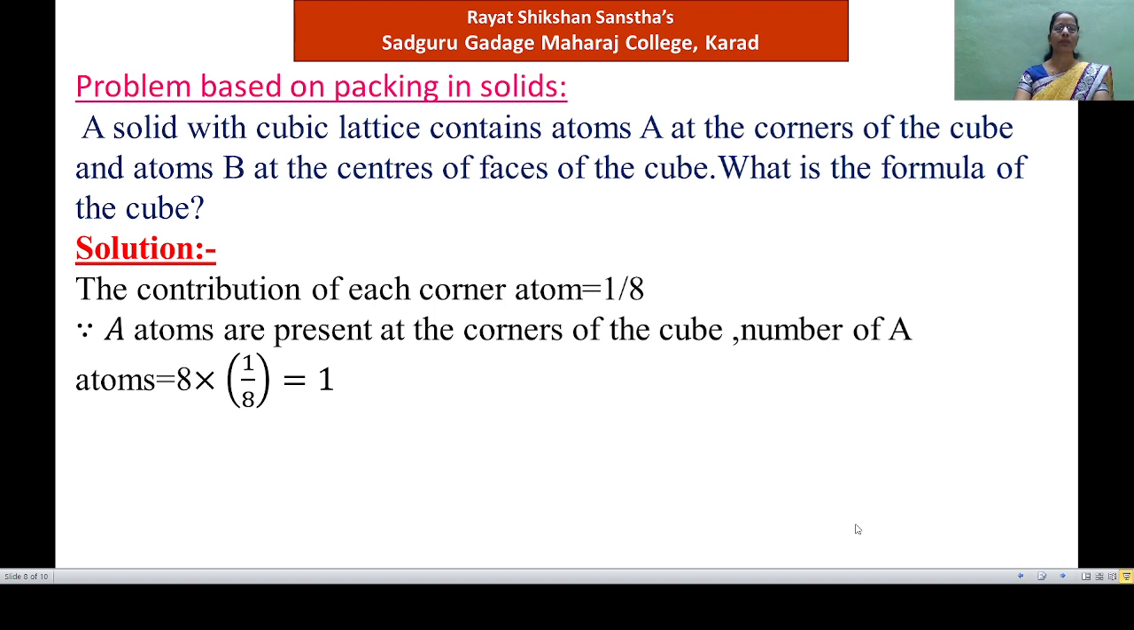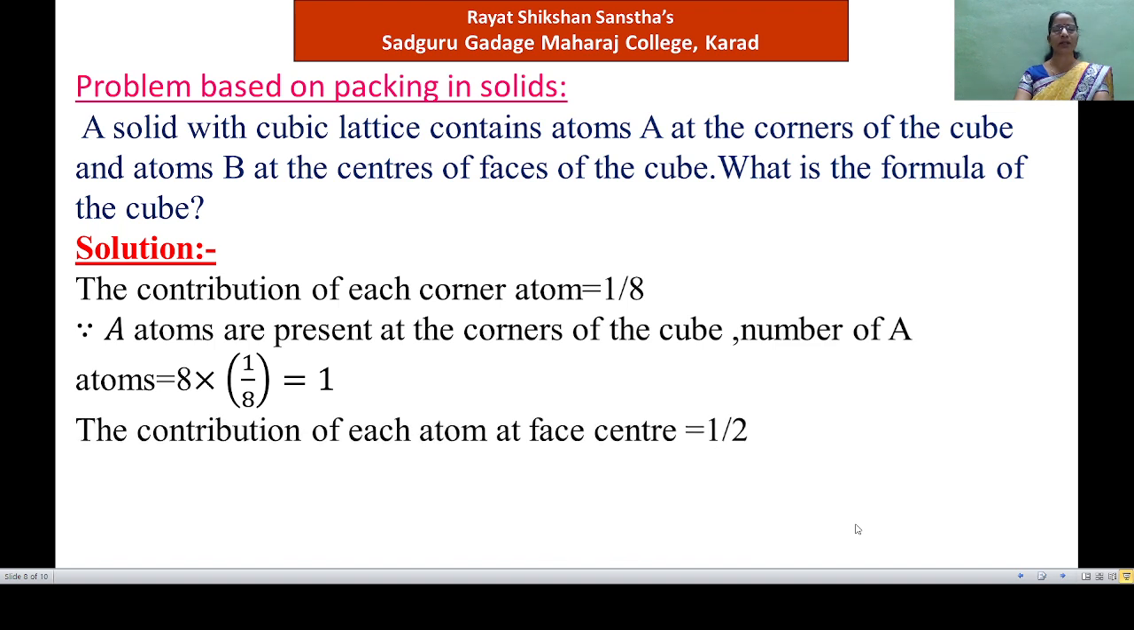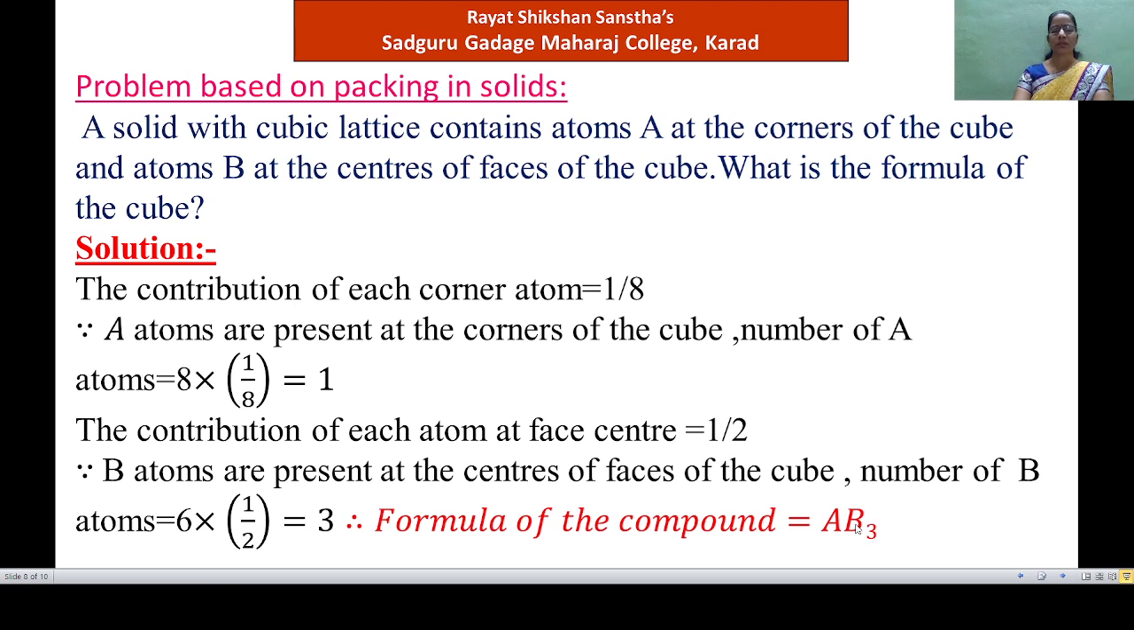Similarly, here B atoms are at the centers of the faces of the cube, and we know that the contribution of each atom at face center is only half. Here there are 6 faces, and hence the number of B atoms at the centers of faces of the cube is equal to 6 into 1 upon 2, that is equal to 3. Thus, here there is only 1 A atom and 3 B atoms, and hence the formula of compound is AB3.